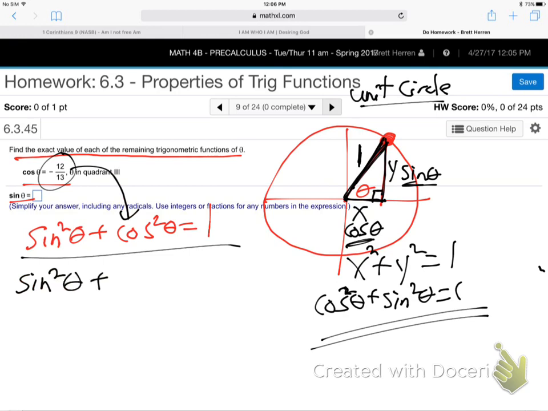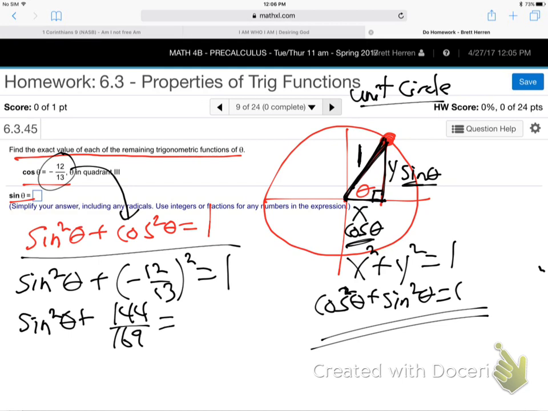Okay, so what? Well, now plug in the cosine. So sine squared plus negative 12/13 squared is 1. Now we can solve for sine from that little formula. So sine squared plus, square that, you get 144 over 169. Could you do that by hand? If you don't remember those, go off to the side of your paper and multiply 12 by 12 and 13 by 13.